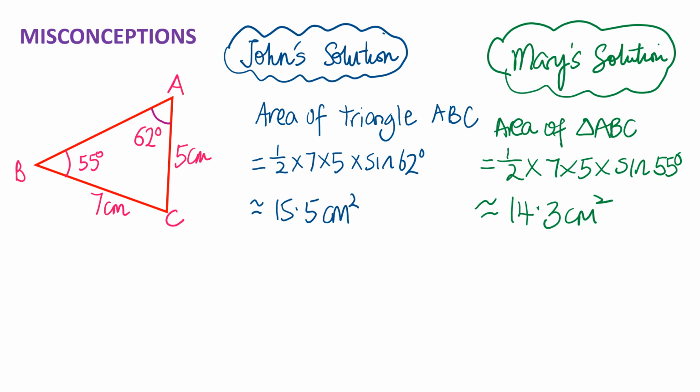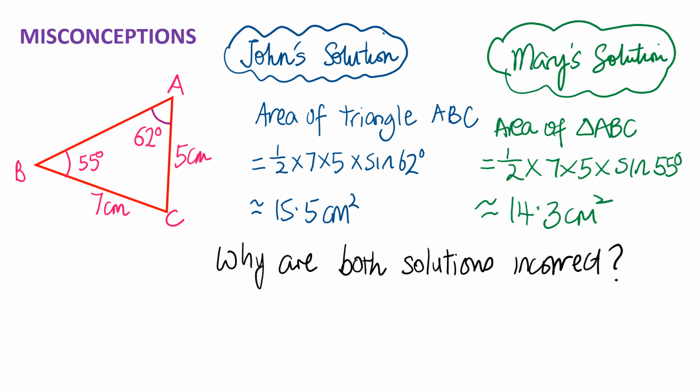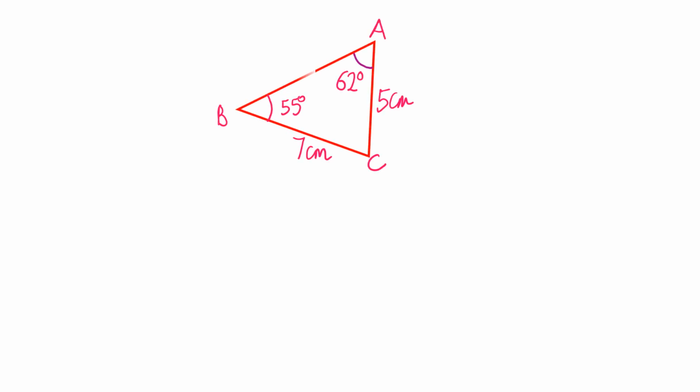Right. But the sad thing is, both solutions are not correct. So why are they not correct? Why are John's solution and Mary's solution, both of them, not correct? Right. Both solutions are not correct because they did not apply the formula correctly.